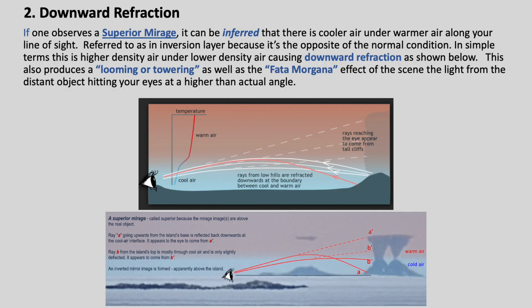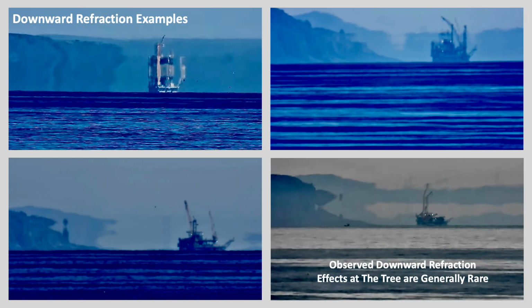Downward refraction causes observed effects such as superior mirage, looming or towering, and fata morgana, basically the light's hitting your eyes at a higher than actual angle. Here's some downward refraction examples at the tree. These effects are fairly rare.